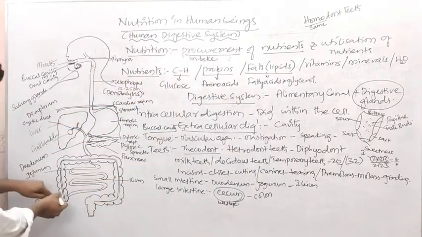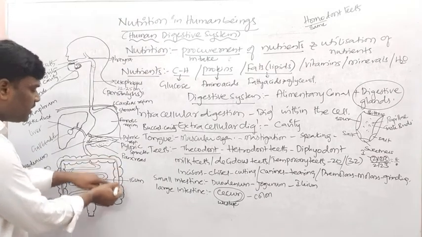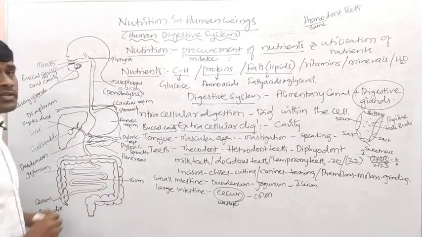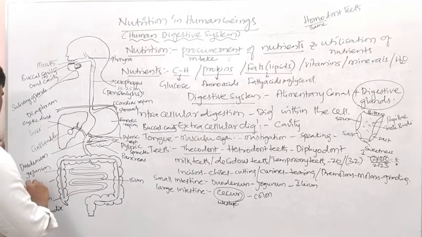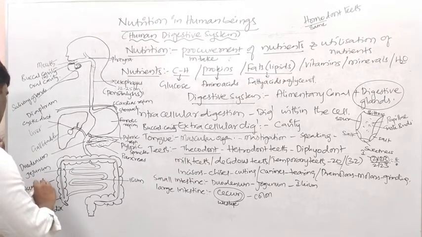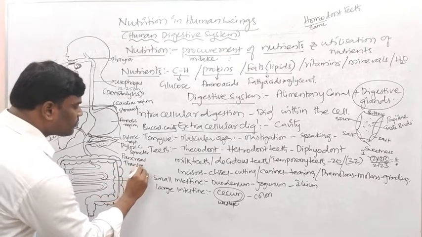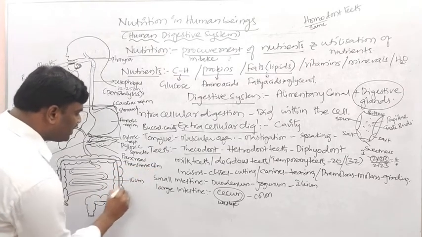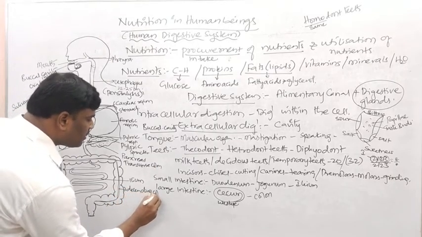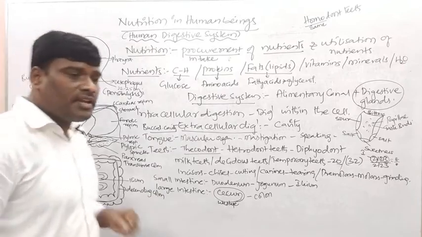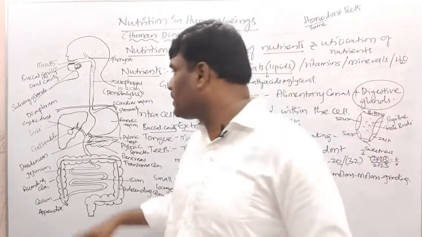Okay, this colon also consists of 3 regions. This is called the ascending colon, this is called the transverse colon, and this one is called the descending colon, children. So this is the ascending colon, this is the transverse colon, and this is the descending colon.